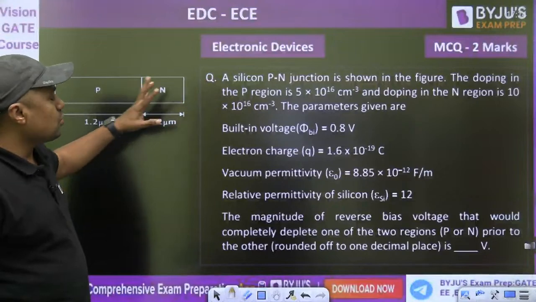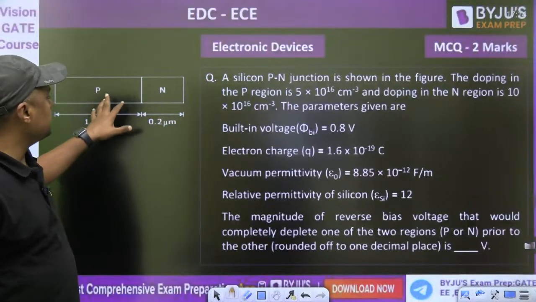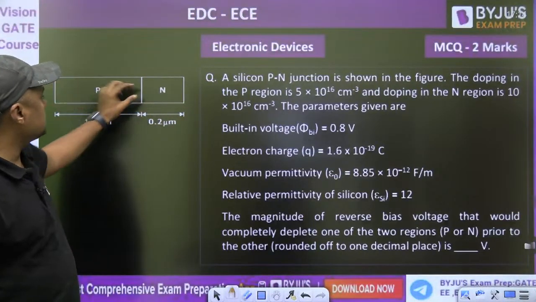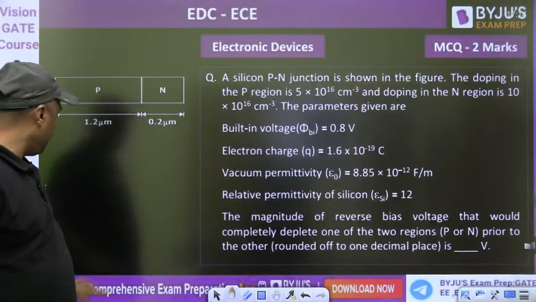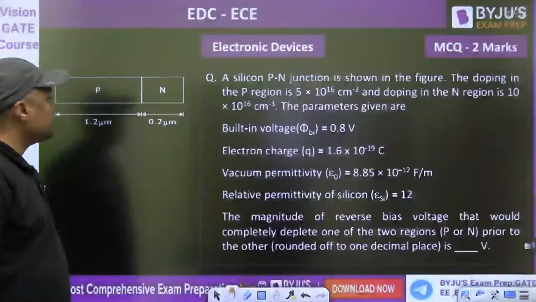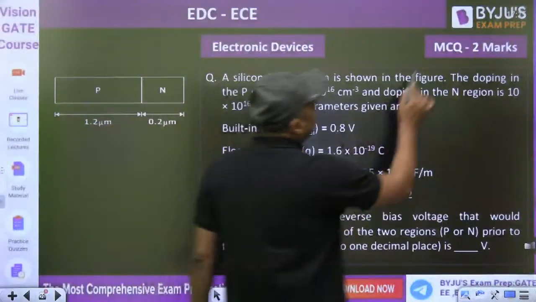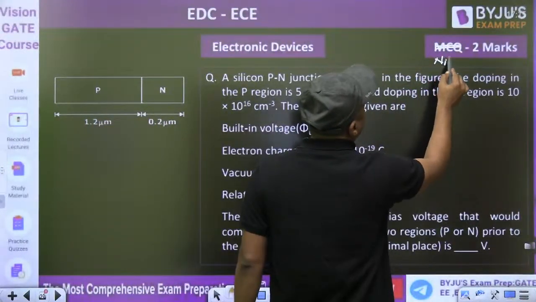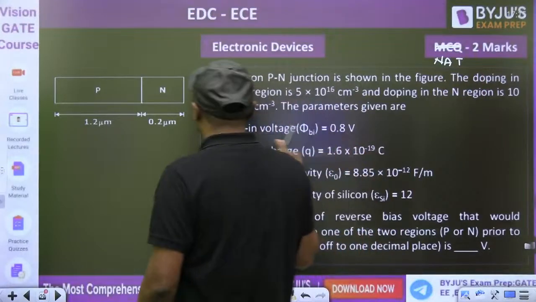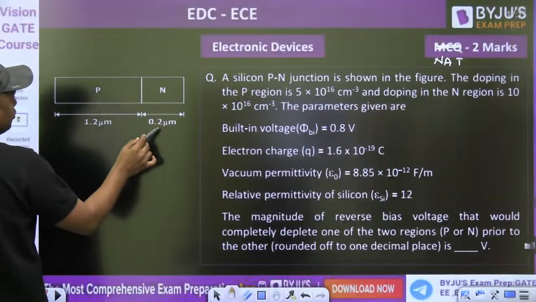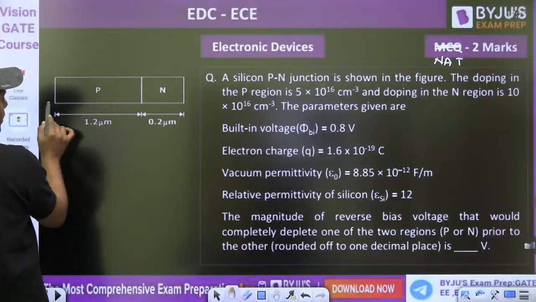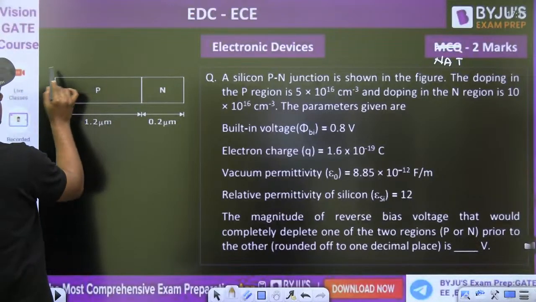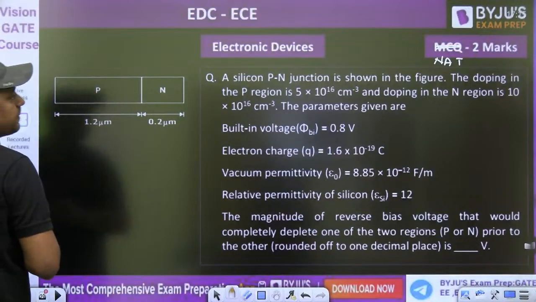Silicon PN junction is shown in the figure. Here it is a silicon PN junction. The P area is large, N is small. The doping in the P region. This is not MCQ. This is numerical answer type question, NAT. There is no negative marking. You have to solve this type of questions. 0.2 micrometer, this width is given. 1.2 micrometer, this P area is given. The length of the P area is 1.2 micrometer.